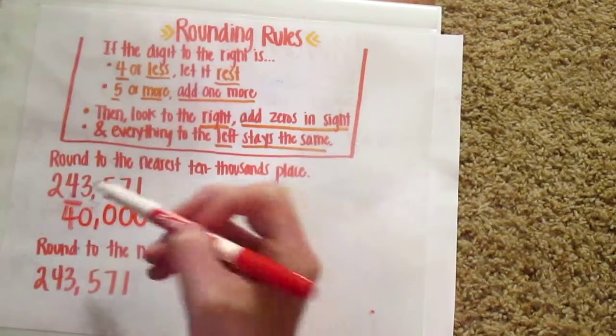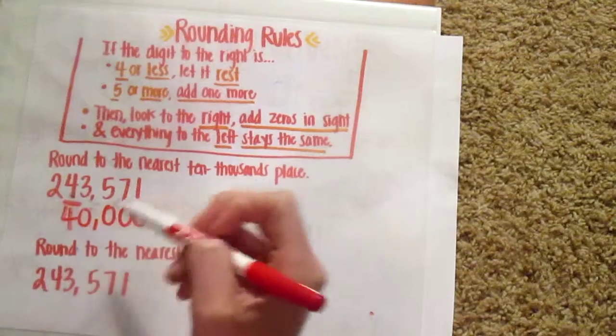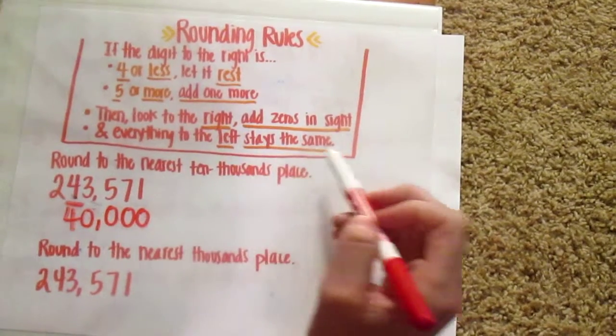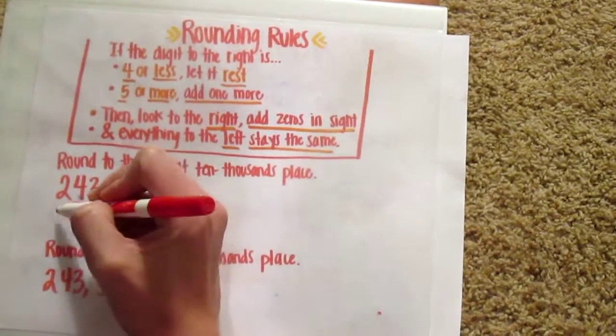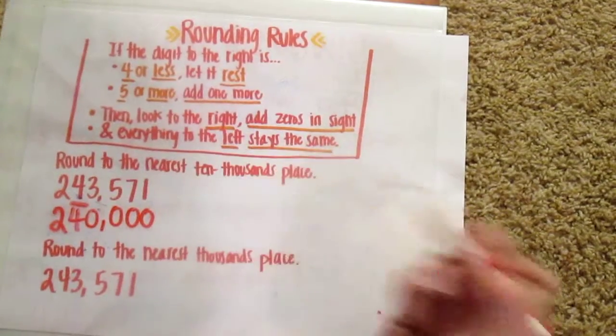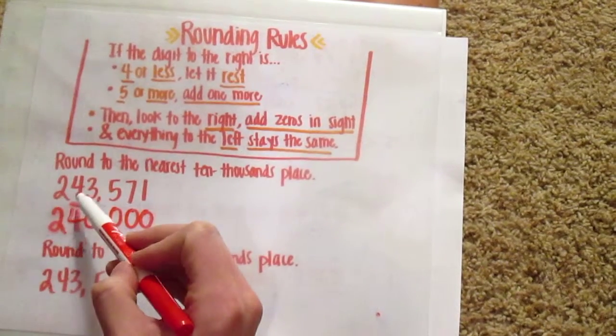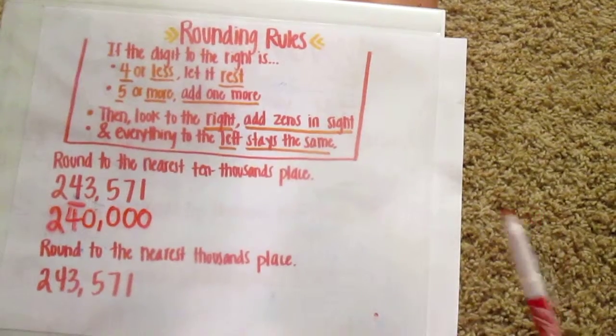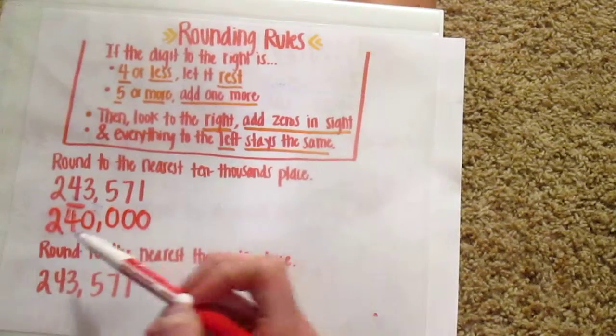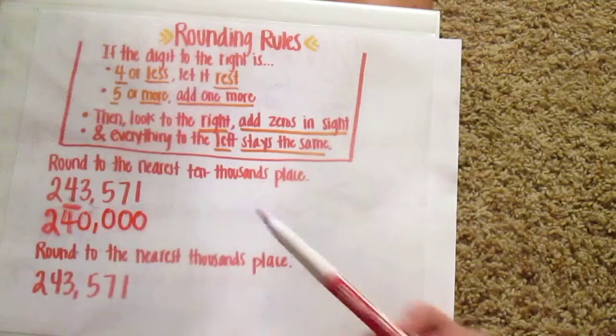But what do we do to the number in the 100,000th place? The last rule says, and everything to the left stays the same. So this 2 is just going to remain a 2. And that's it. So 243,571 rounded to the nearest 10,000th place is 240,000.